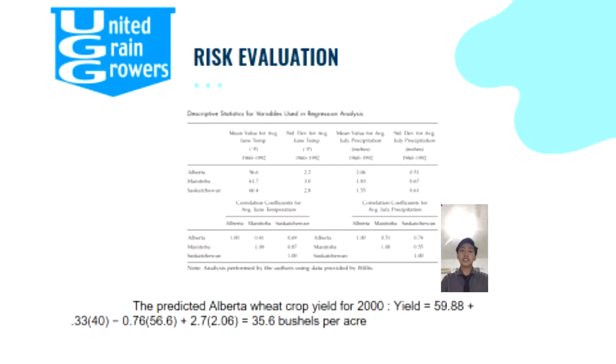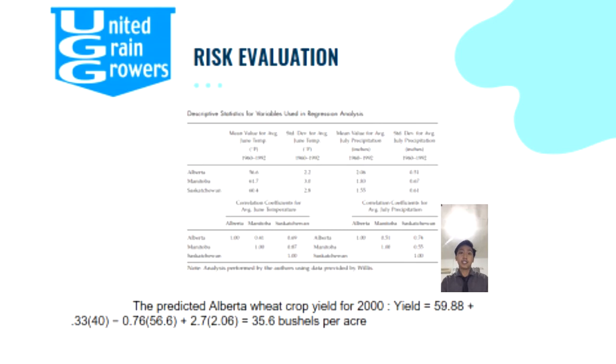And we can use the regression results to assess how expected crop yields would be affected by deviations from normal weather conditions. For example, if temperature and precipitation were expected to take on their historical average values, then the predicted Alberta wheat crop yields for 2000 would be given by this function. And we get the result of 35.6 bushels per acre.